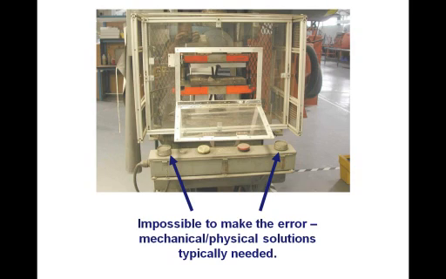And here, this is a press. And what was happening was they were having some worker injury from hands getting into the press. And so they came up with these two round circles on either side.